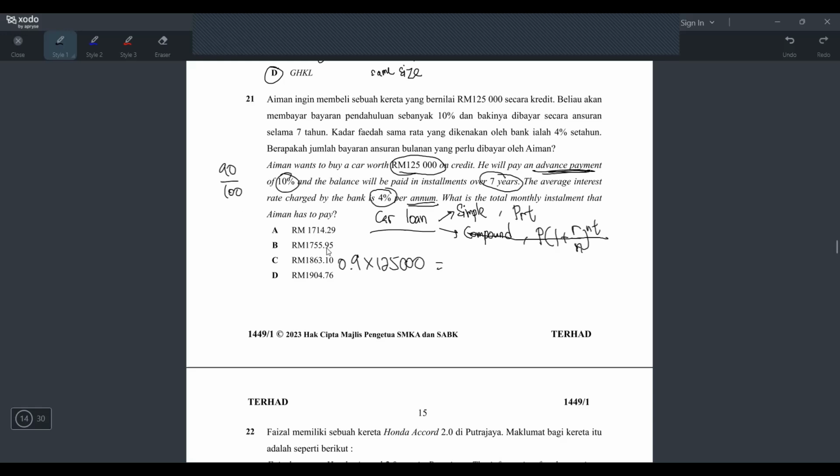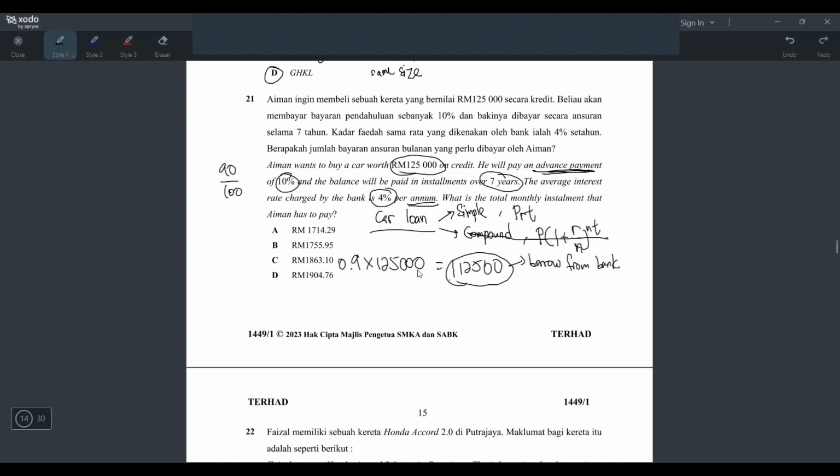Because 10% is paid, the remaining is 90%, and 90 divided by 100 is 0.9. So let's press 0.9 times 125,000. You'll get 112,500. One more thing, please remember: always when we do percentages, you have to change the percentage to a fraction, to a decimal like this. Always write in decimal. This is not the answer yet. This is the total amount you need to borrow from the bank, because you already paid 10% yourself. So this 112,500, the 90%, is the amount you borrow from the bank.